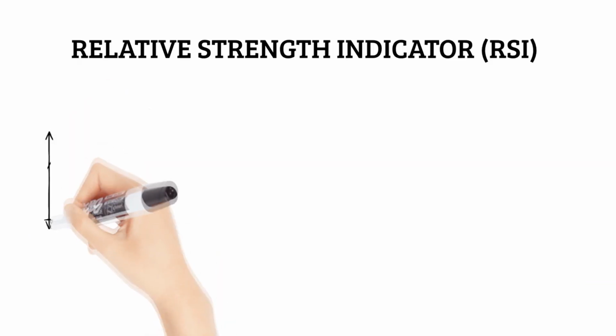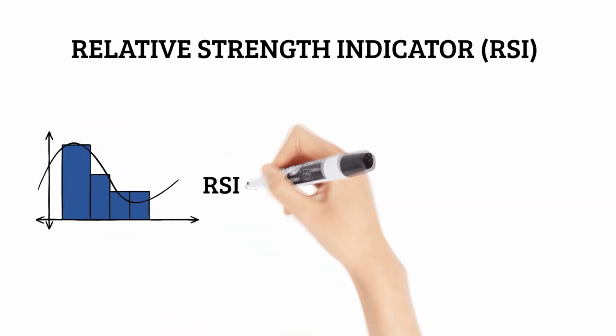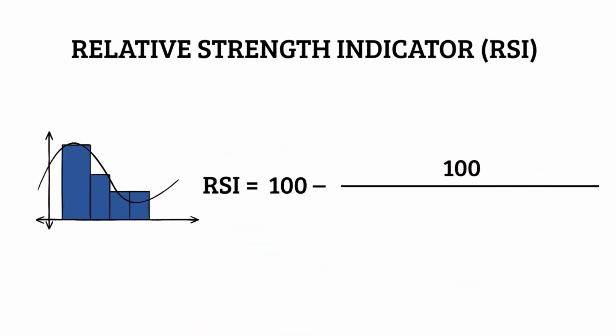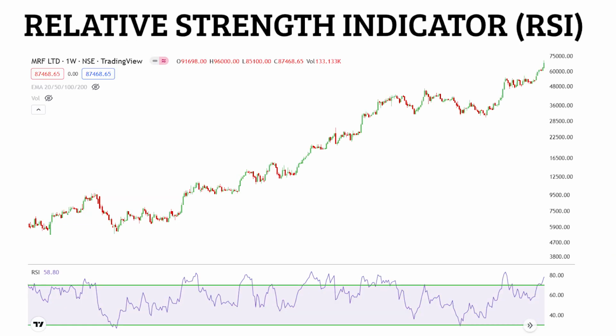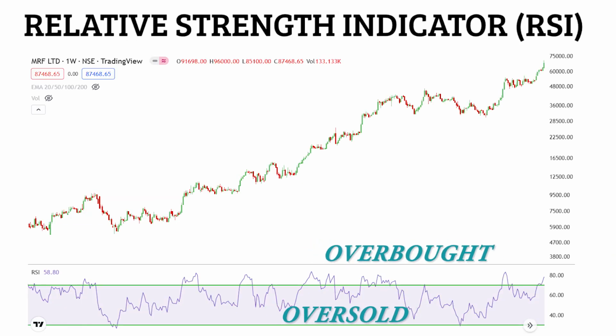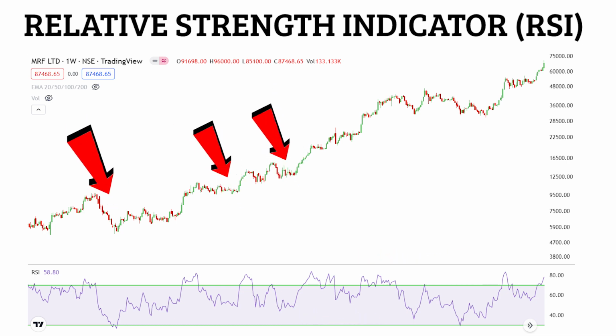The RSI is a fairly simple formula but very difficult to explain without pages of examples. On this screen, you can see the basic formula of RSI, which takes into account average upward price change and average downward price change. The RSI can help you identify the overbought and oversold regions, but apart from that, it may also indicate a trend reversal or corrective pullback in price.